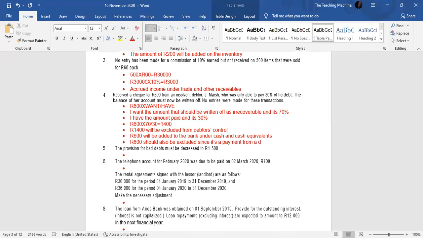from a debtor. Now, if we apply the double entry system, you'll realize that with the first transaction of 600, we're going to debit bank and credit the debtors control. Debit bank, we have received money of 600 rands from someone who owed us. Now, we're going to exclude that money because the person managed to pay.